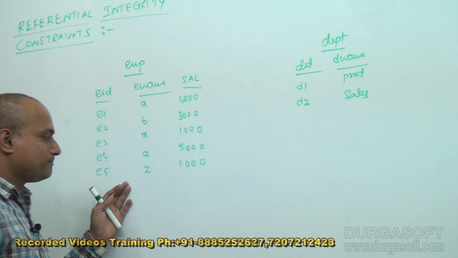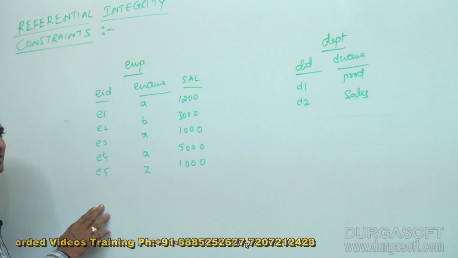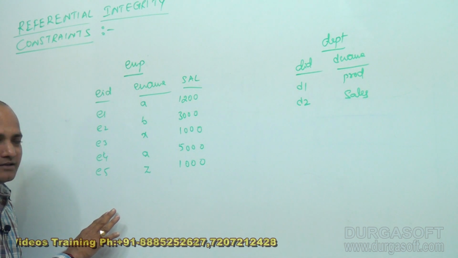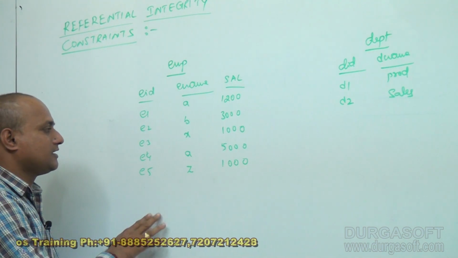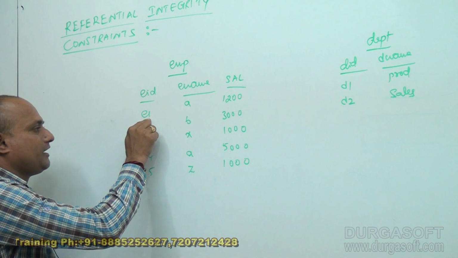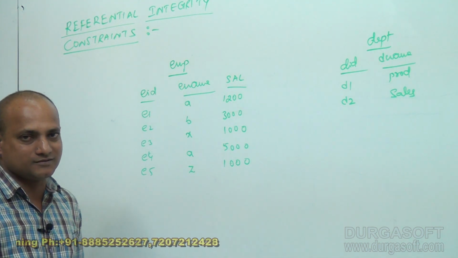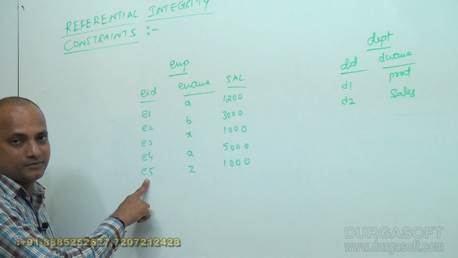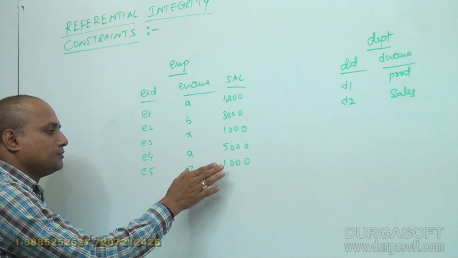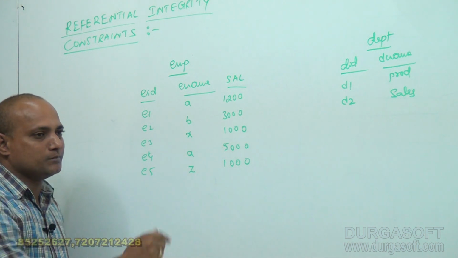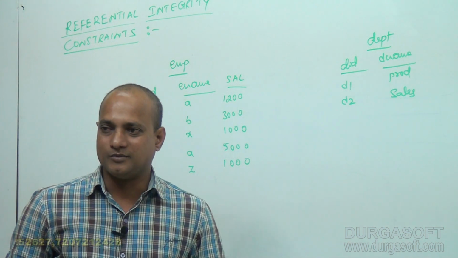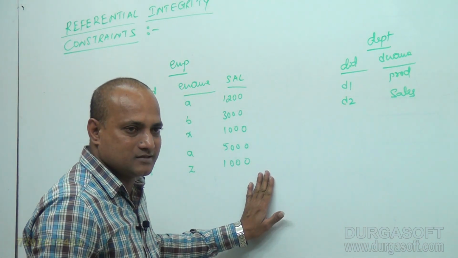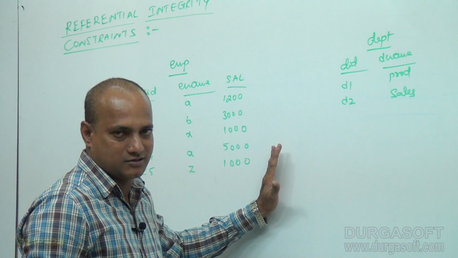Okay, come to this table. Generally each employee must work under a department. Tell me the department name of E1: no information. And what is the department number of E5? No information. So if you maintain the data like this, you are missing some information from the database. These two tables are individual tables. There is no relation between the tables.